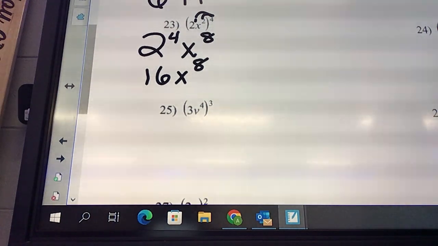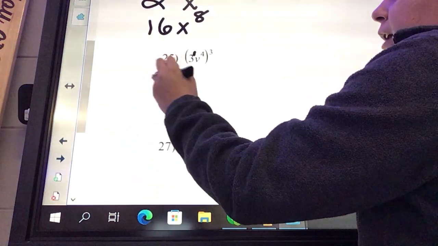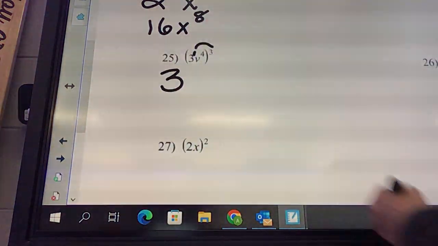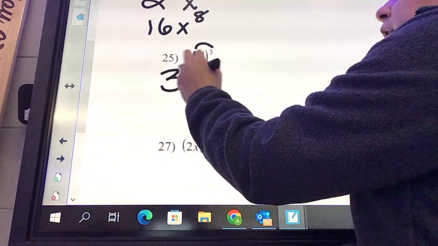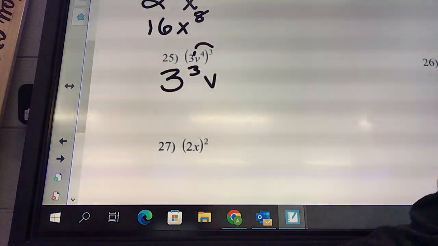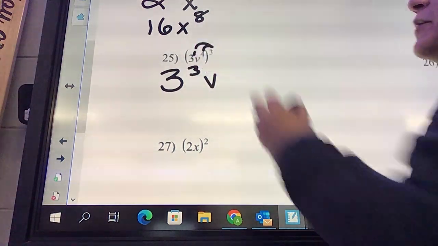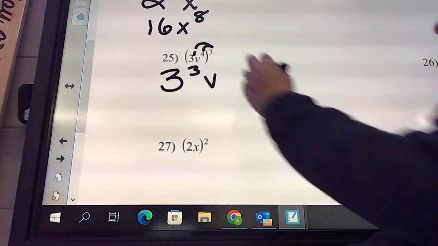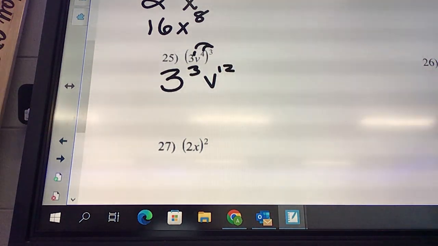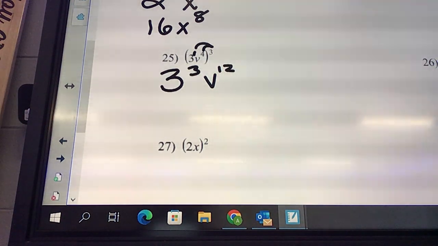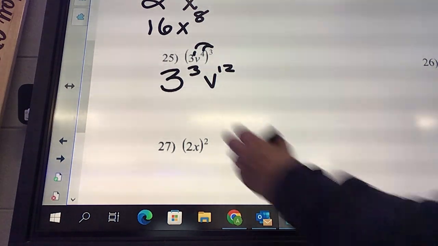Okay, 25, I can fill in the 1. So I got 3 to the 3 times 1. It's going to be 3. V to the 3 times 4. What is 3 times 4? 12. Okay, and then I need to type on my calculator 3 to the 3rd power. 27.